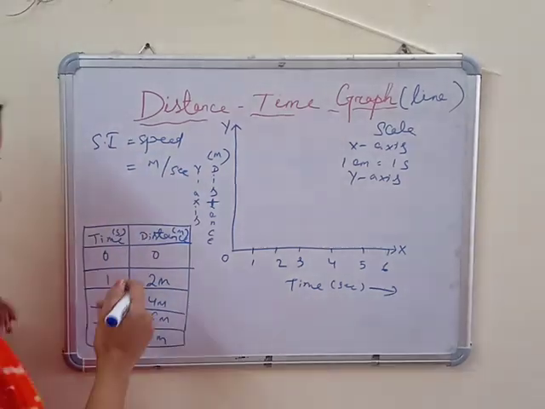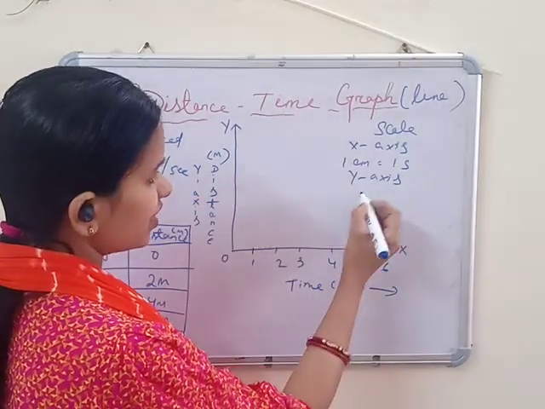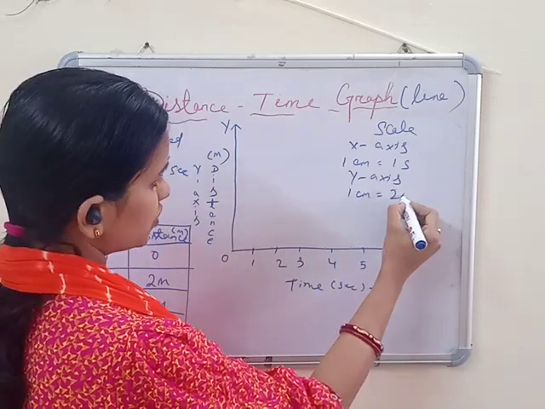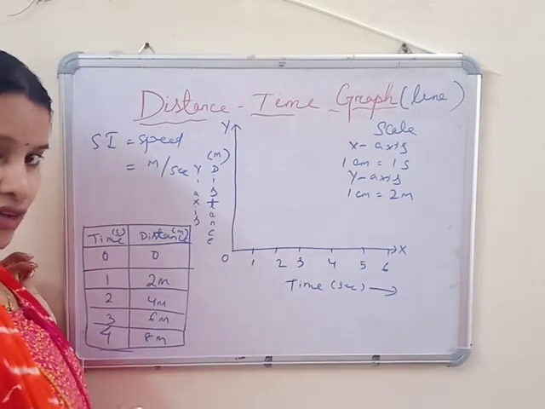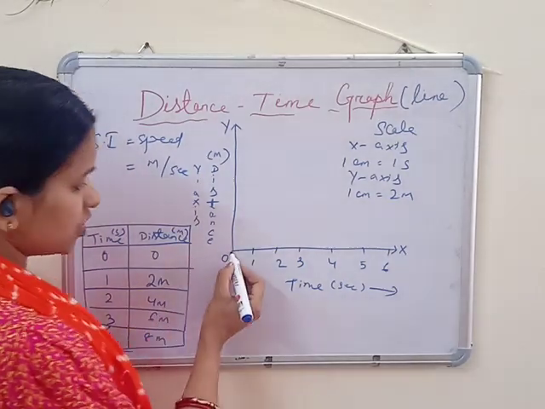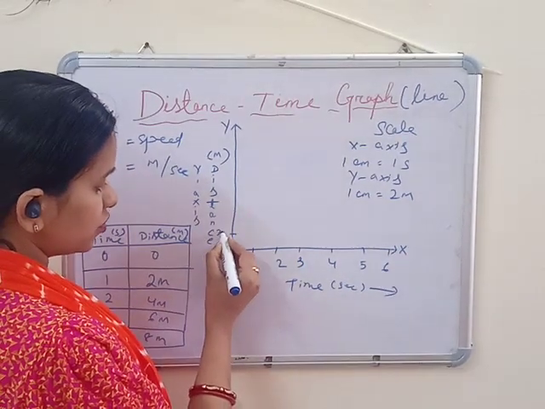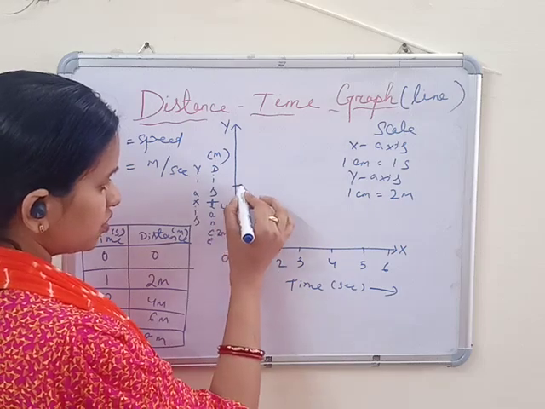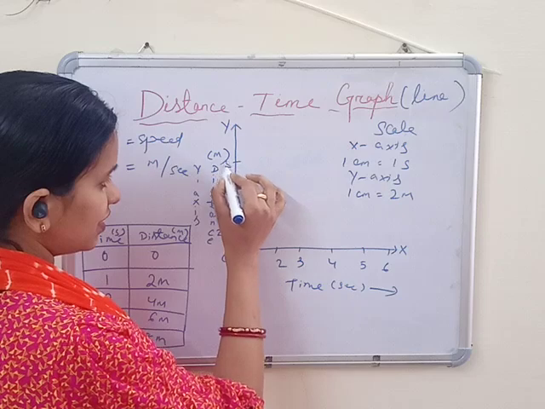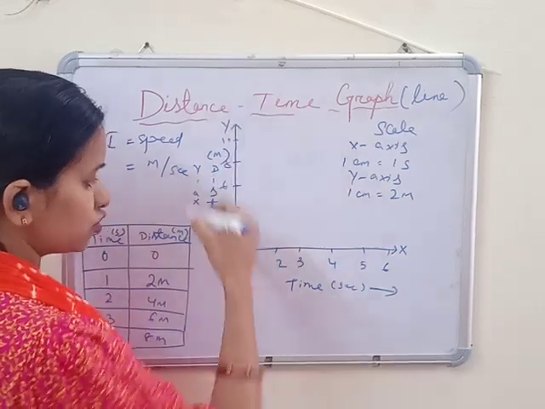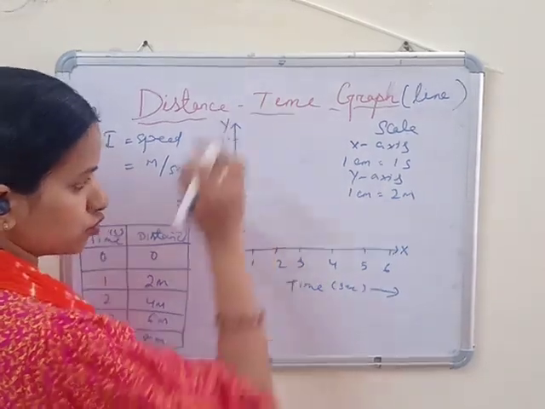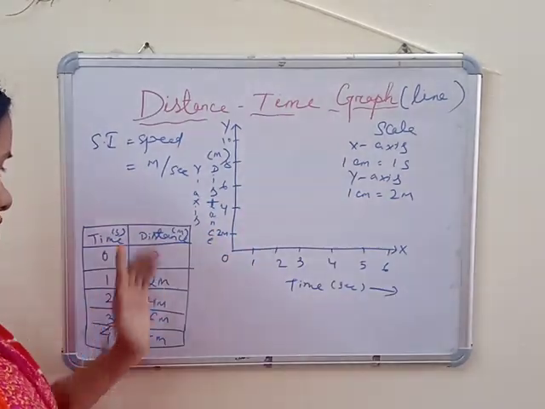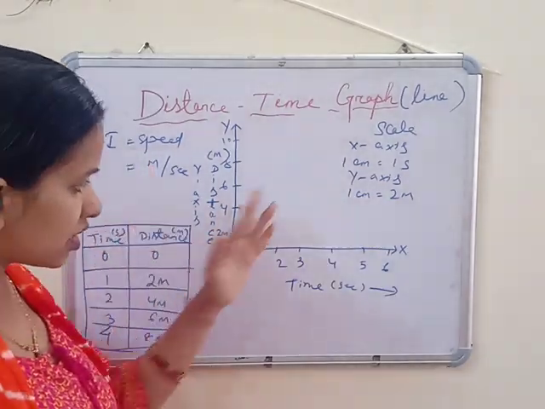Okay. So I will take here for the y-axis 1 centimeter is equal to 2 meter. So if it is 0, then for 1 centimeter 2 meter, then it is 4, then 6, then 8, then 10. It will increase 2, 2, 2, 2. Okay. So after deciding the scale, put the data on the graph.